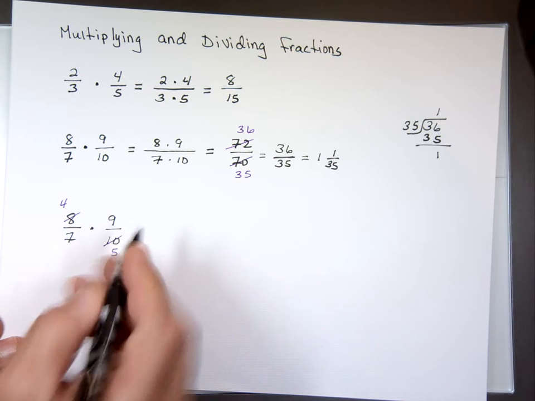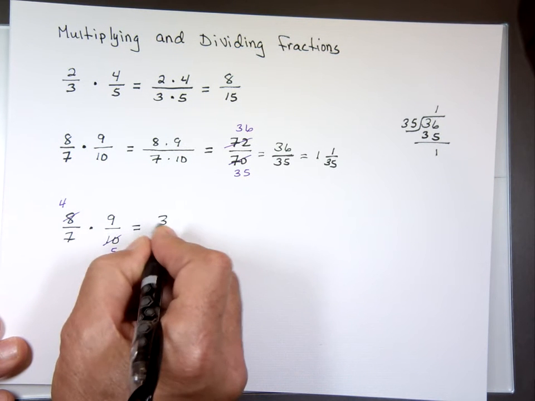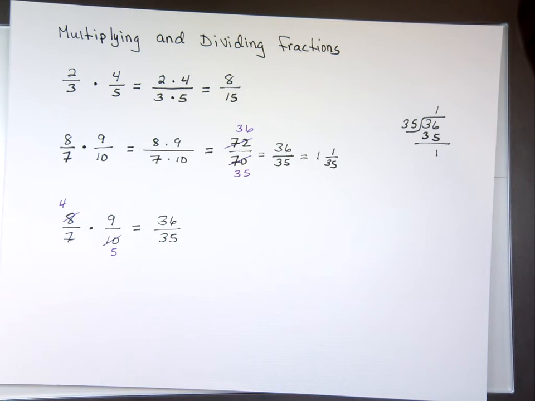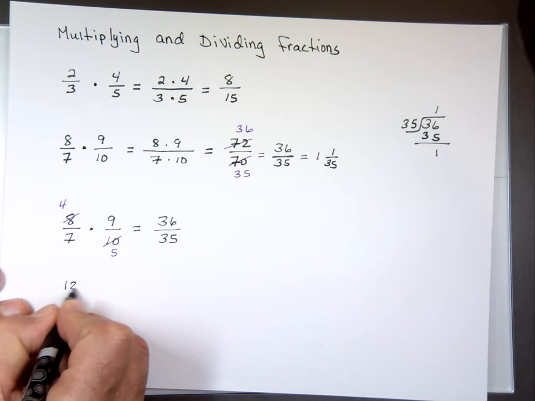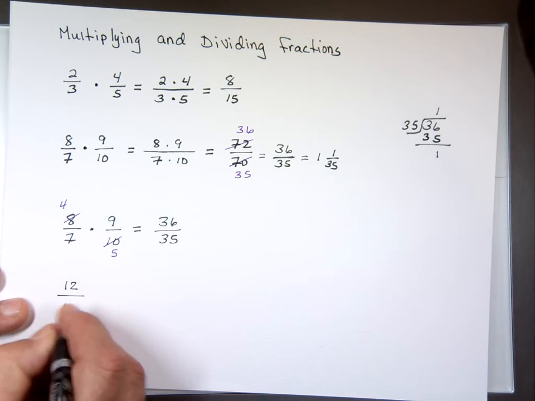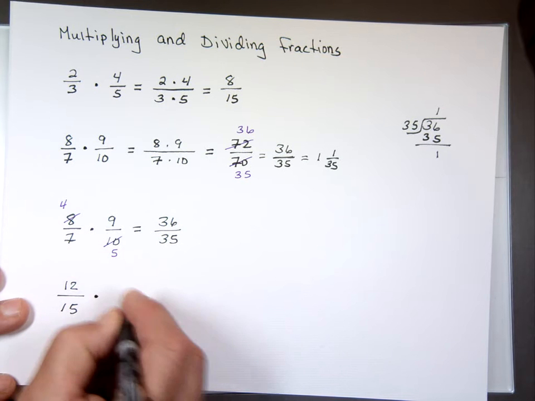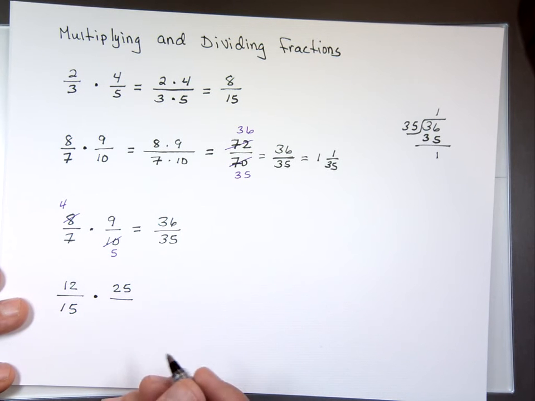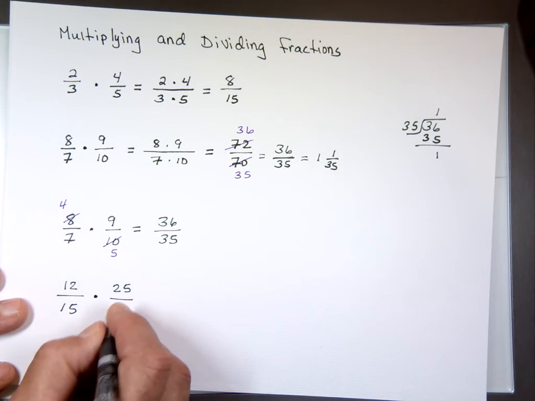What's 4 times 9? 36. And what's 7 times 5? 35. This is really nice when the numbers are big. You don't want to multiply and come up with a massive number and try to simplify that massive number. So if I have 12 over 15, and I want to multiply that by 25 over 48.